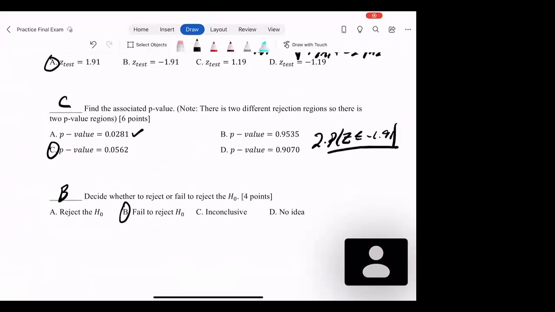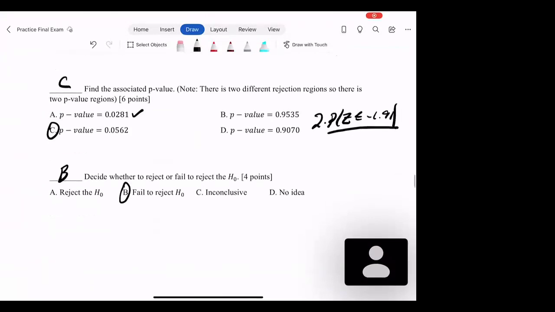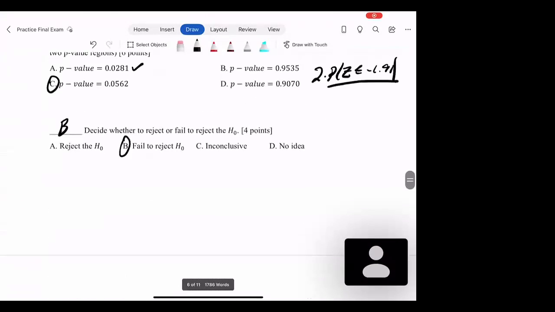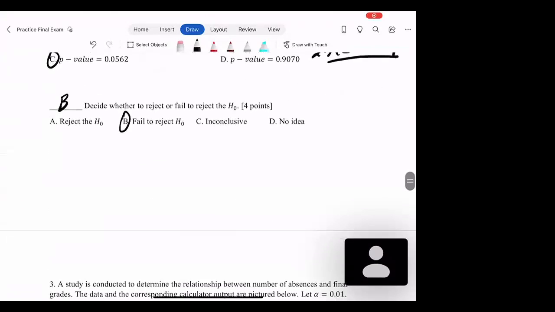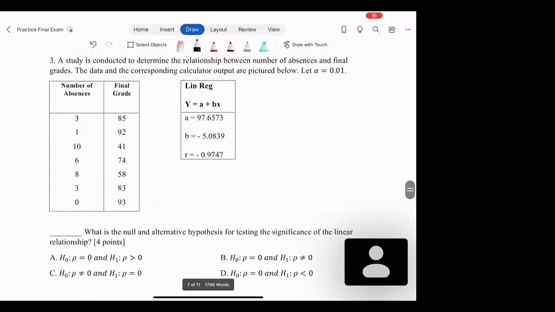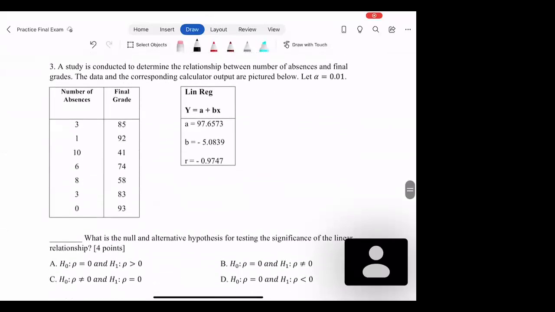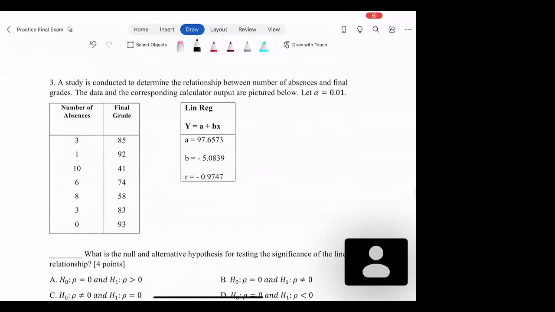Nope. I would just laugh. Inconclusive, that's just BS too. Oh, where does this come from? Your notes. I just changed the number of absences. The final grades I made up.